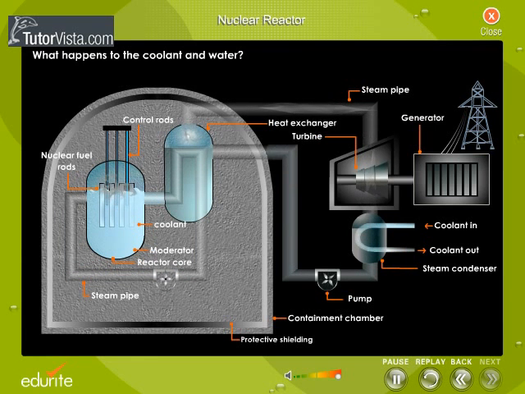Other types of reactors are the heavy water reactor (HWR) and the boiling water reactor (BWR). A heavy water reactor uses heavy water as a moderator instead of normal water. Heavy water can also be used as a coolant.